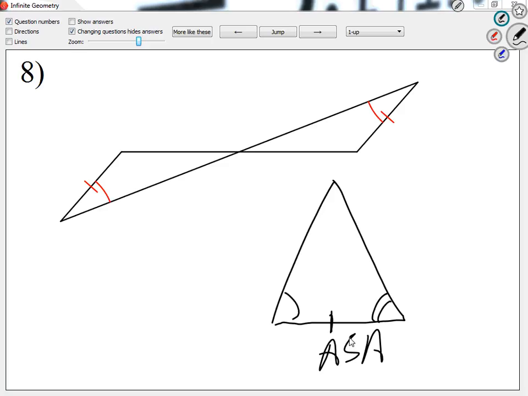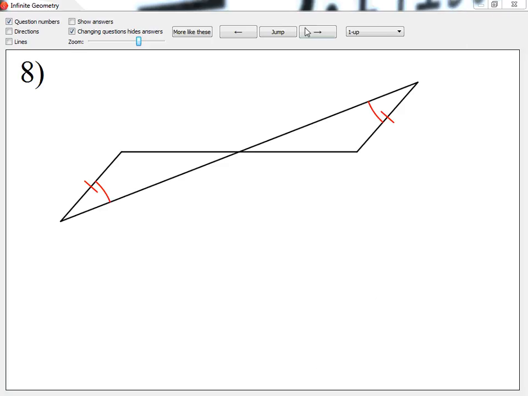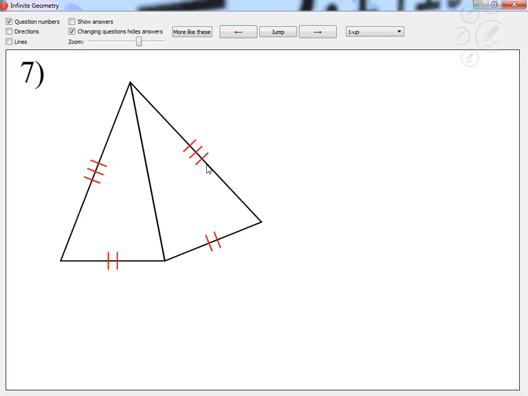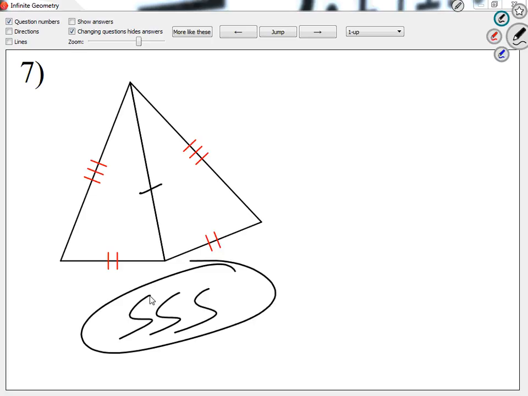I will ask for another question. Number 7. Okay. Looking at number 7, I know we can mark the 3rd side because they both use it. So in this case, I have 3 sides, like 3 sides on each. So I have no angles marked, just sides. Side, side, side is a rule. So side, side, side.